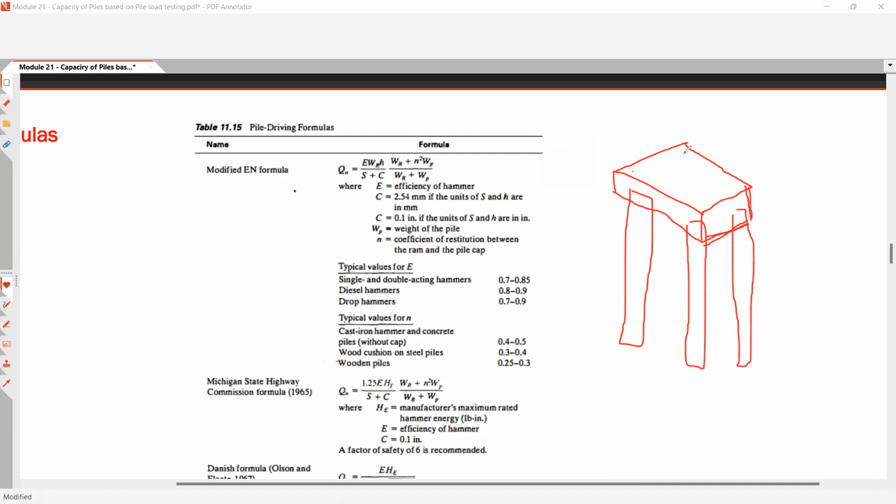Okay. So ito yung pile cap natin. Yan yung pile cap natin. And sa ilalim niya is yung piles, embedded yung piles. Okay. So yan yung pile cap.